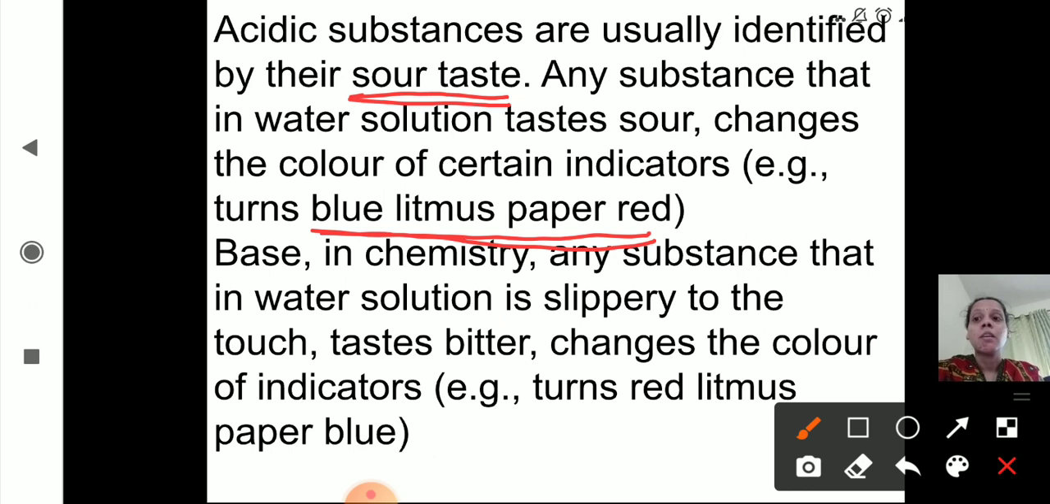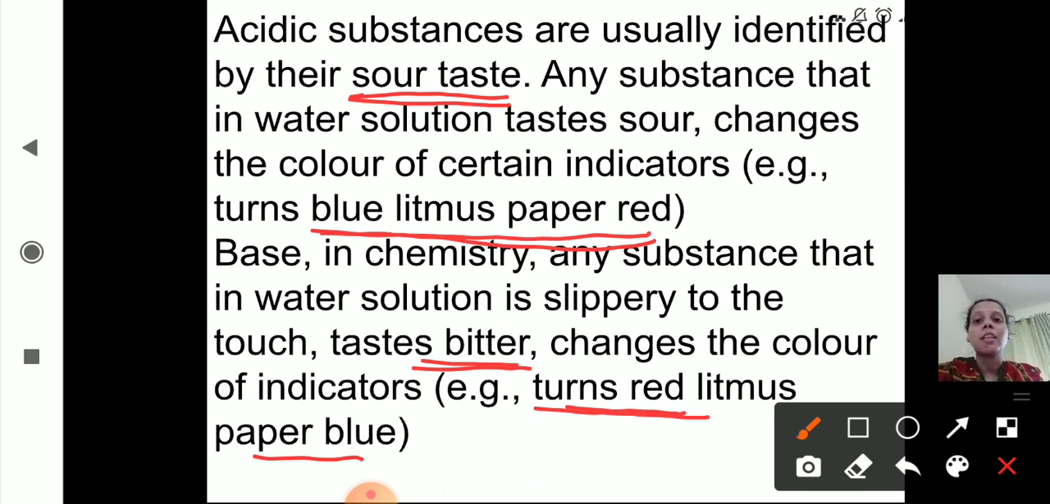Now bases. In chemistry, a base is any substance that in water solution is slippery to touch and tastes bitter. What is the taste of bases? They taste bitter. They also change the color of indicators, for example, they turn red litmus paper blue. In basic solution, red litmus paper turns blue, and in acidic solution, blue litmus paper turns red.